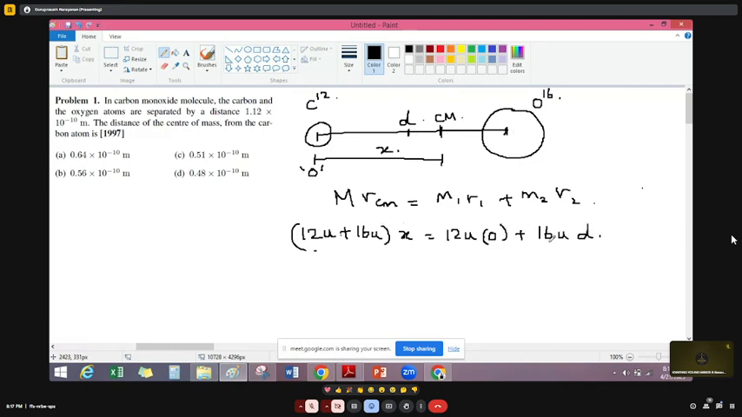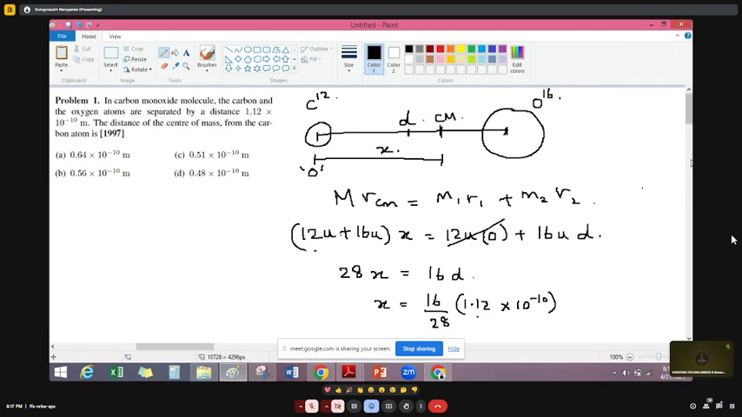The u will come out, so u will get cancelled out. This will become 28 times x, 12u times 0 will become 0, and this will become 16 d. I want x, so x is equal to 16 by 28 into d, which is 1.12 into 10 power minus 10.